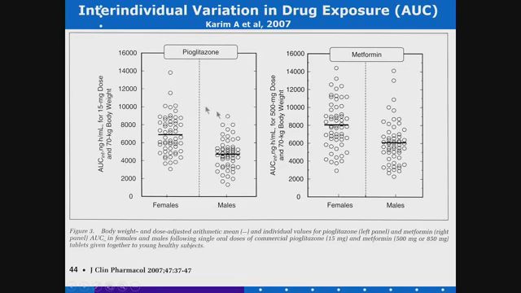And you see the great variability that we see in drug exposure both in females and males in the case of both of these anti-diabetic agents. So that's one of the challenges clinical pharmacologists face in trying to understand the basis for this variability in drug exposure and how it may impact on the therapeutic actions of the drug.